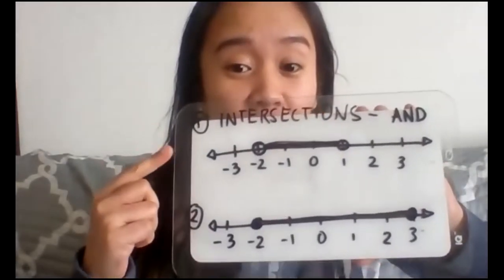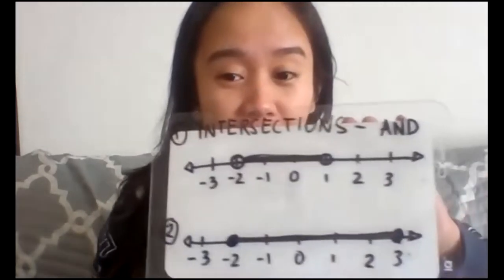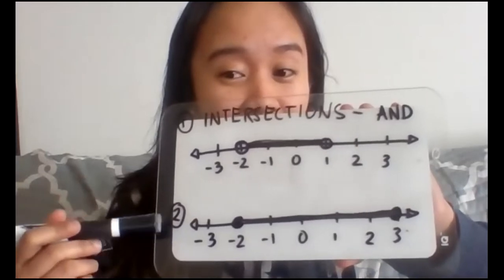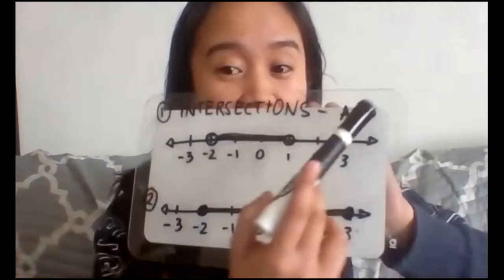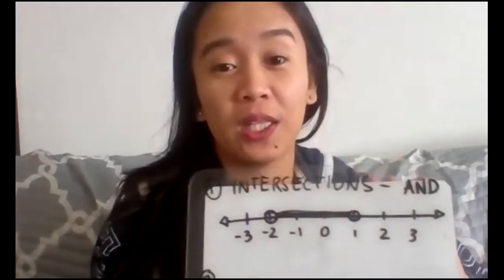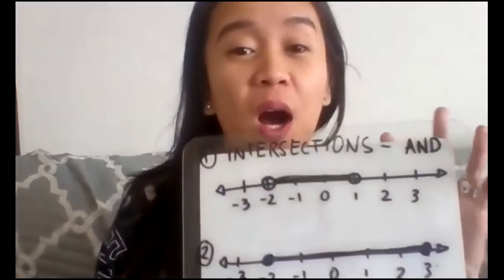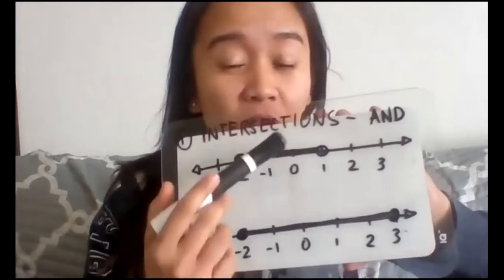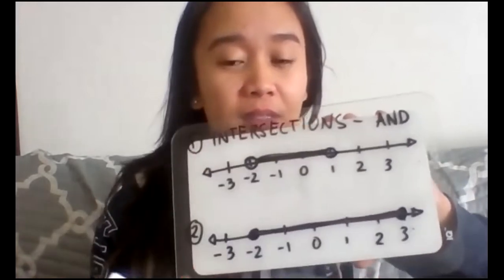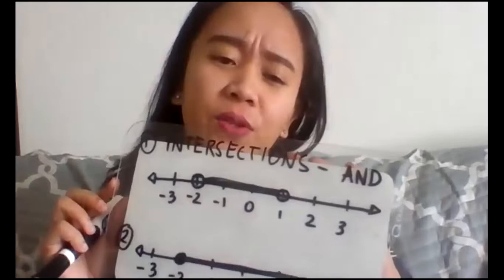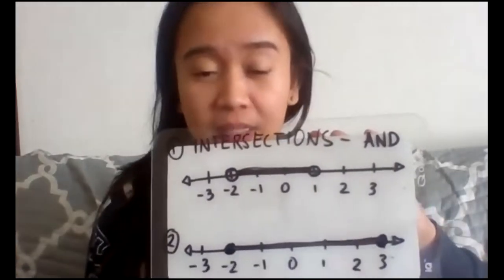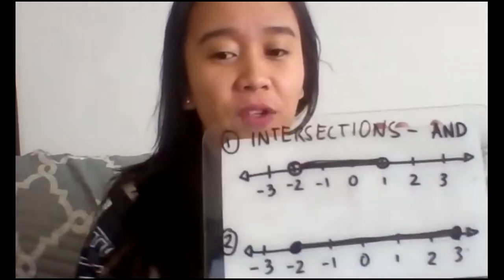So if you're given a graph like this and this, and it says "and" in the inequality, you're going to have these kinds of graphs. So let's do number 1 first. This is when graphs of the compound inequalities are given. So let's have the first one.